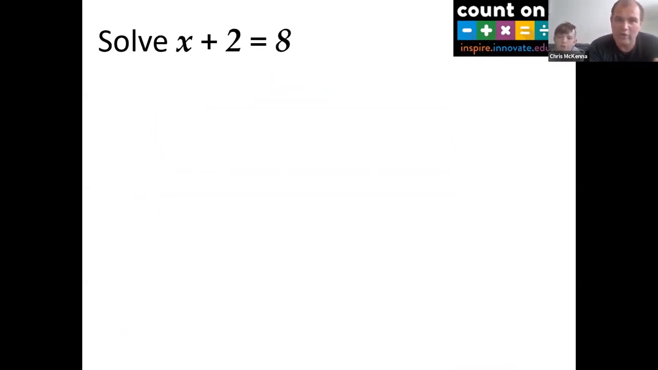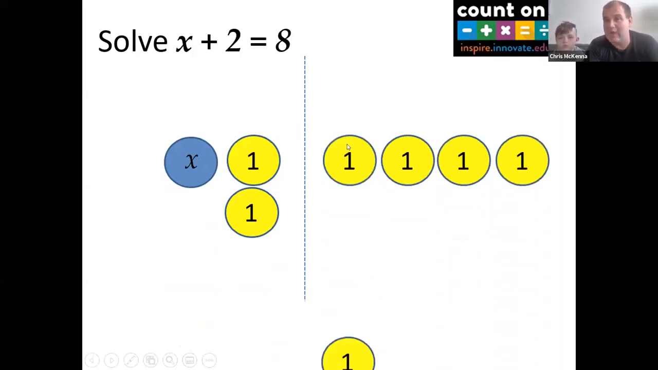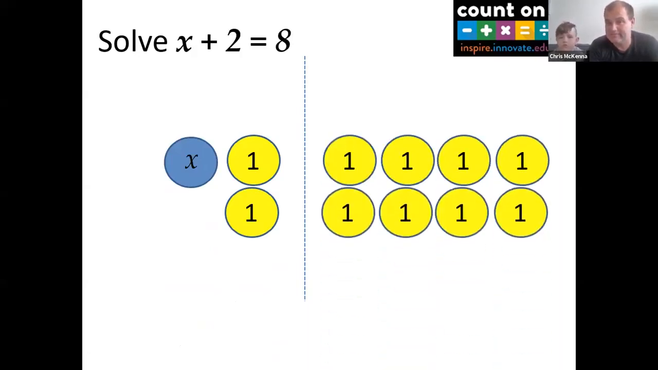You might know it's 6, but here is a nice way I like to demonstrate how to solve equations. I'm going to use counters to model it out. This blue counter represents x, and I have to add 2, so I'm going to add a 1 and a 1. Is that 2? Mm-hmm. And that equals 8. This blue line is going to stand for the equal sign. That's equal to 8, so I'm going to put 8 counters over this side.